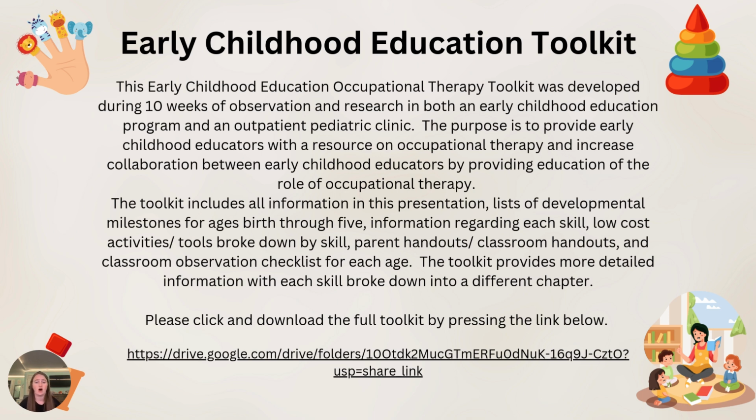The toolkit includes all information in this presentation, lists of developmental milestones for ages birth through 5, information regarding each skill, low cost activities slash tools broken down by skill, parent handouts and classroom handouts, and a classroom observation checklist for each age. I included the classroom observation checklist because I found during my observations that many teachers do not know what they're looking for regarding skills. So this breaks it down by age. The toolkit provides more detailed information, with each skill broken down into a different chapter.